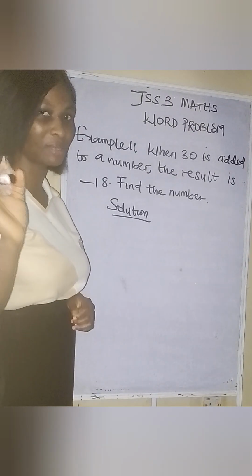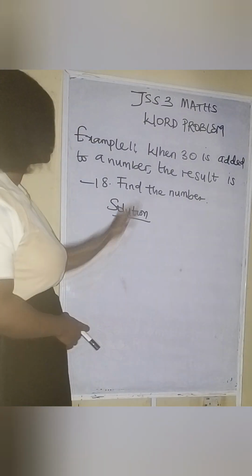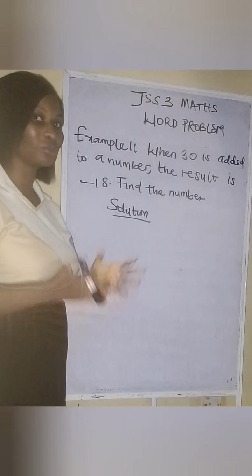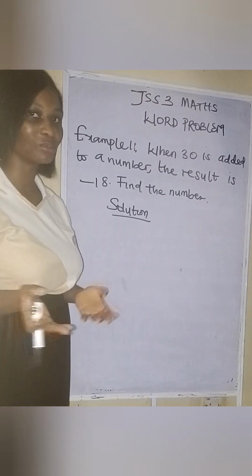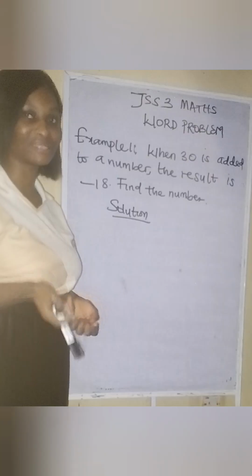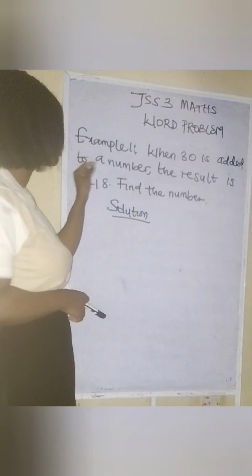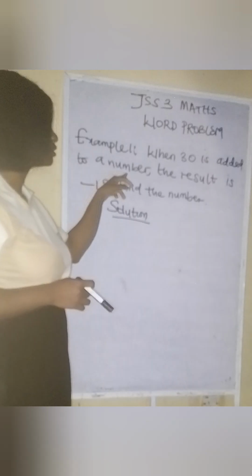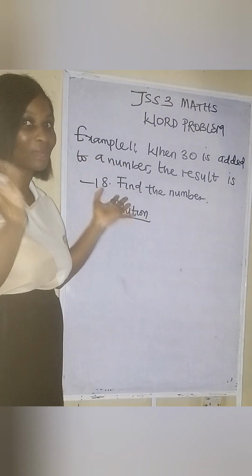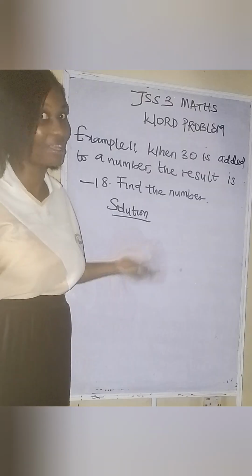Do you still remember the instructions we were given, the rules in word problems? They said when 30 is added to a number, and we don't know the number. What are you going to do? You are going to represent that number with any letter of your choice. I'm so sure you remember now. The number was added and we don't know it, so you have to represent it with an alphabet, any alphabet of your choice.